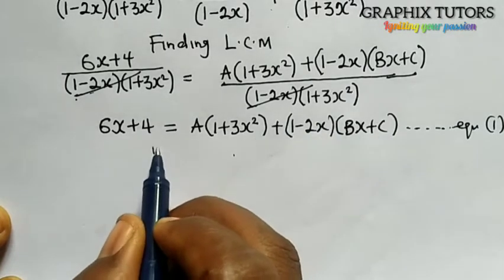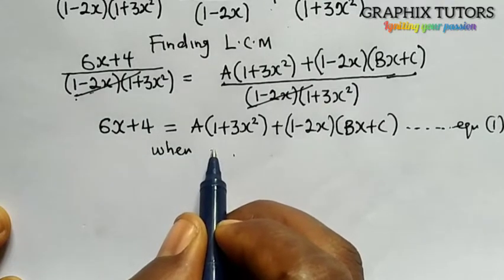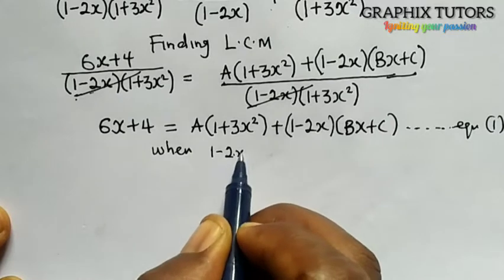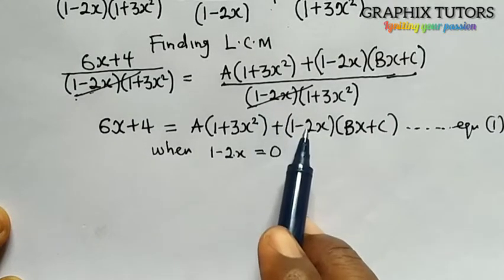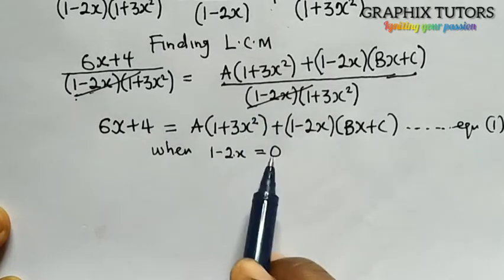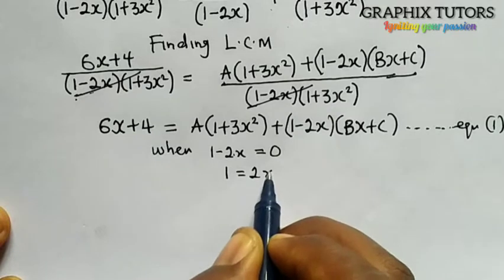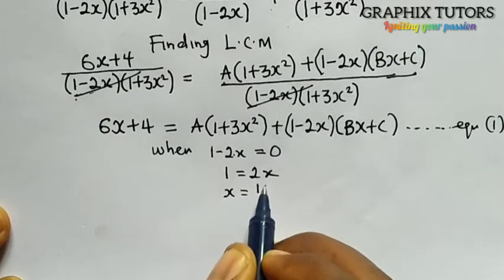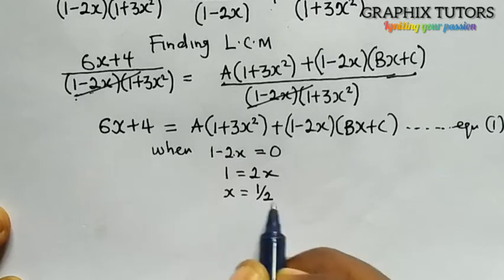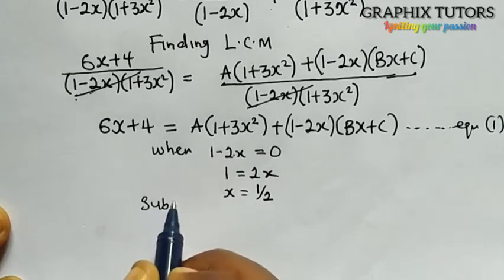I'll say that when 1 minus 2x is equal to 0, I take this first one, 1 minus 2x is equal to 0. Then 1 will now be equal to 2x. If I divide both sides by 2, my x will be equal to 1 over 2.